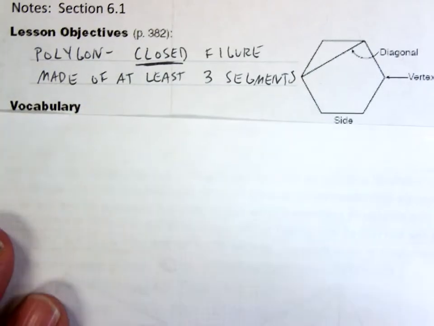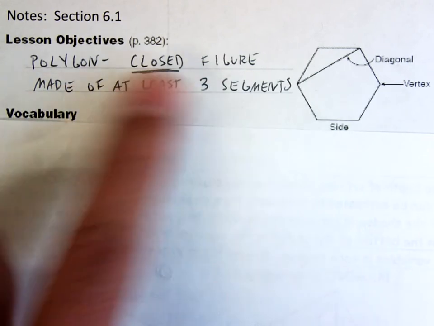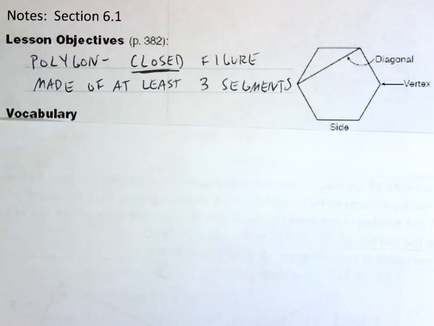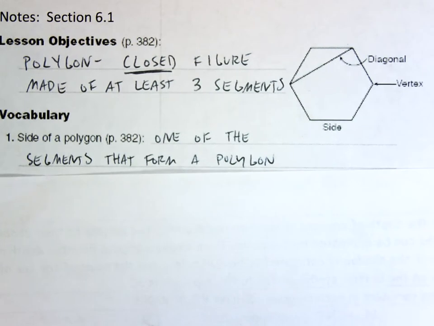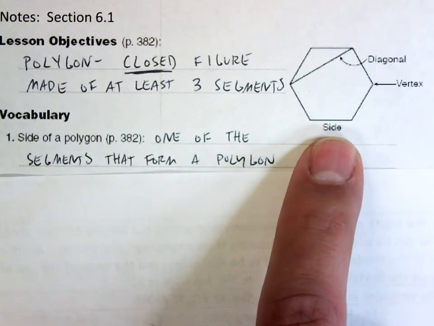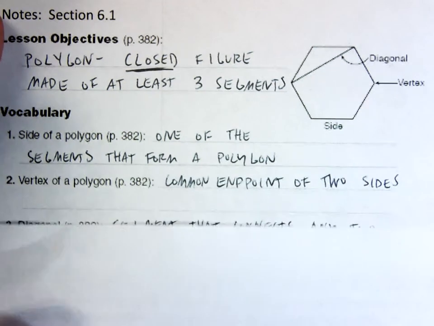Lesson objective. Instead of doing an objective, I just defined the word polygon. So polygon, it's a closed figure made of at least 3 segments. That's all a polygon is. Okay, and then we do some more definitions. The side of a polygon is just one of the segments that form the polygon. So example, this right here is just one of the sides of the polygon. That's all the side of a polygon is.